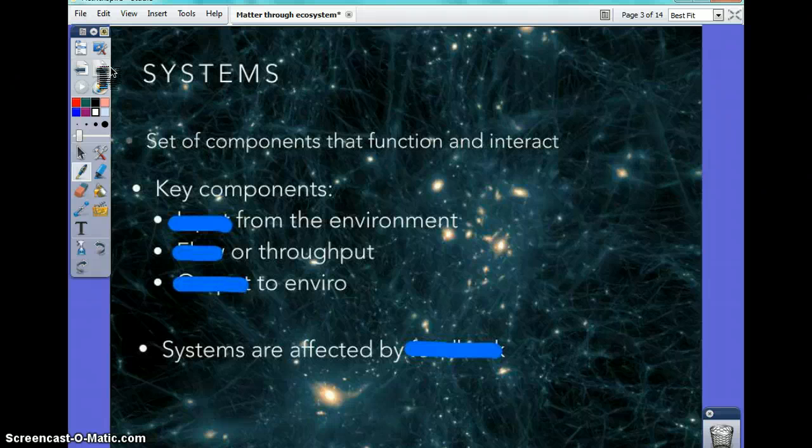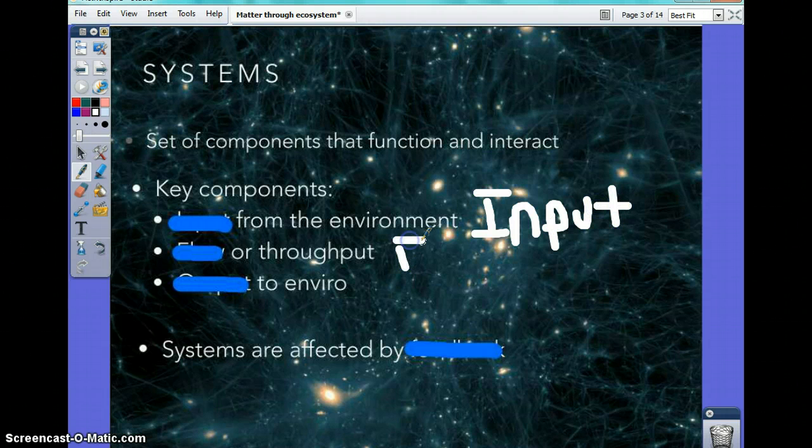I'm not gonna quiz you guys on that because they're kind of weird. So, systems require an input from the environment, flow throughout, and an output to the environment. So, a cycle. And systems are affected by what? What type of loops?